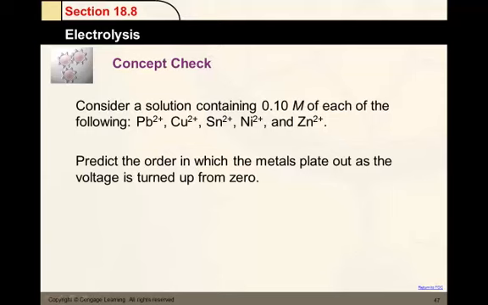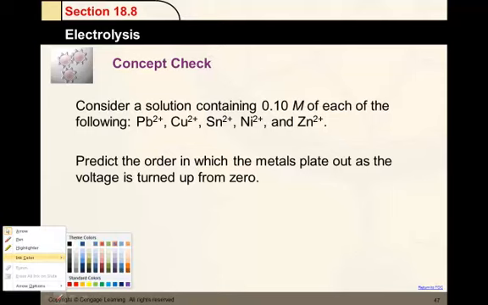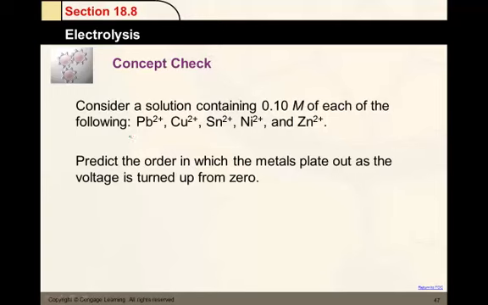And when we do, we can notice for lead it's -0.13 volts. For copper it's 0.16 volts. For tin it's -0.14. Nickel is -0.23, and zinc is -0.76 volts. So how can we figure out which one is going to plate out? It's the one that is least negative. The most positive one is going to plate out first.